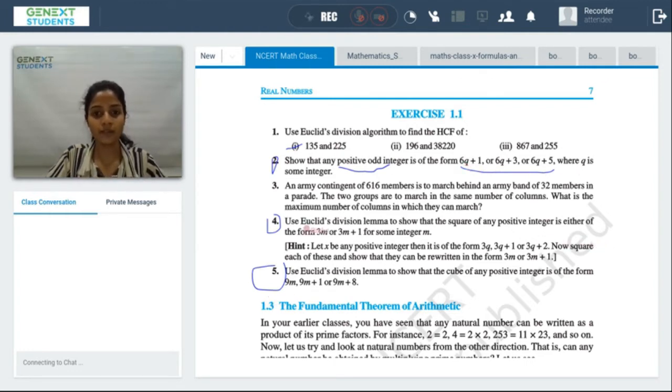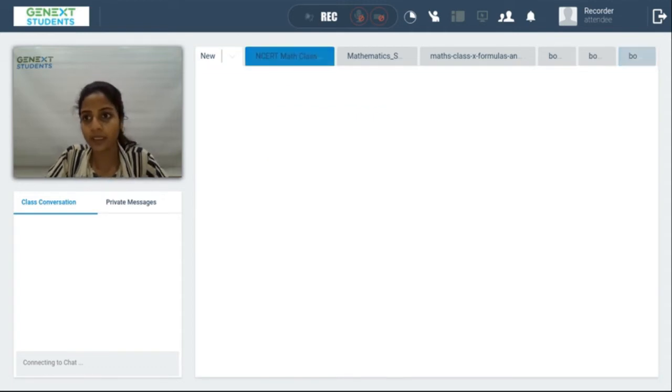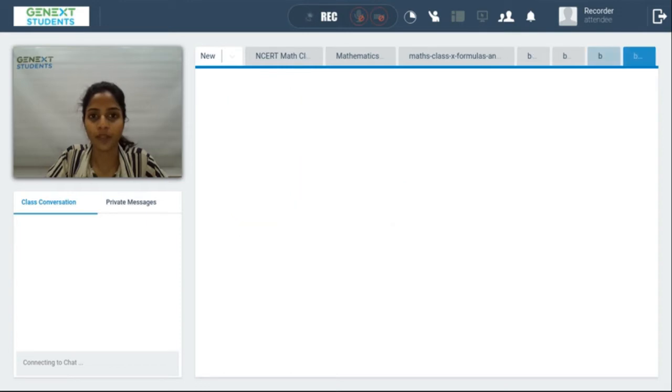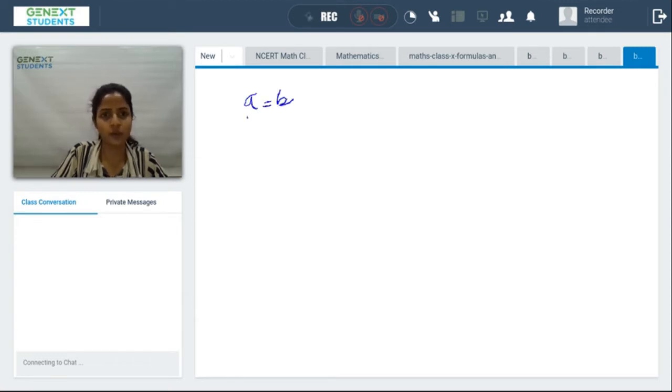The next question we have is that using Euclid's lemma, you have to show that the square of any positive integer is either in the form of 3m or 3m plus 1. Now, in this case, we again have to show it. Like again, we'll be using the same formula. This entire exercise, okay, you have to use the same formula, bq plus r.